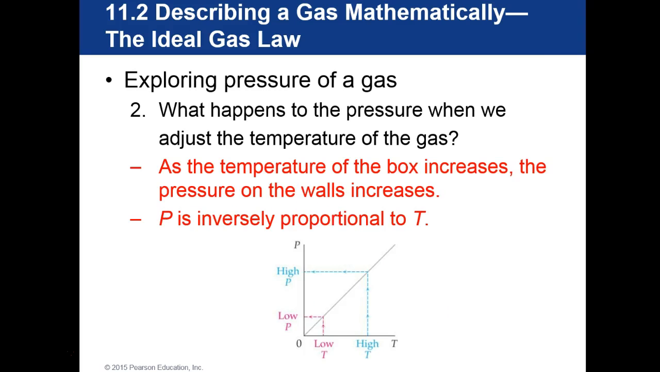So what happens to the pressure when we adjust the temperature? Well, as the temperature of the box increases, the pressure on the walls increases. So pressure is directly proportional to the temperature, as in the balloons, right?